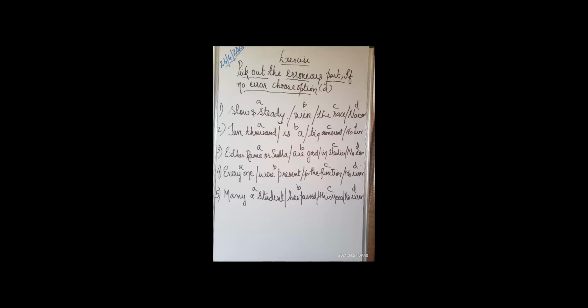Dhanesh Patil, what is wrong here, beta? Why have you given 5C? We are only looking at the has, have, is part. That is the error that we have learned now. So why are you even looking at the third part of question number 5? You haven't understood anything, Dhanesh? Okay, Dhanesh, you cannot see the screen. Many a student has passed this year, no error. Many a student is A, has passed is B, this year is C, and D is no error.